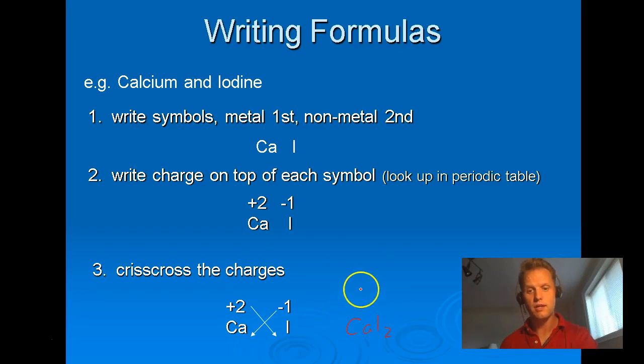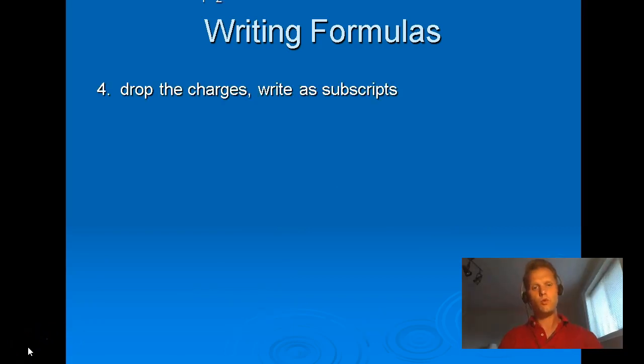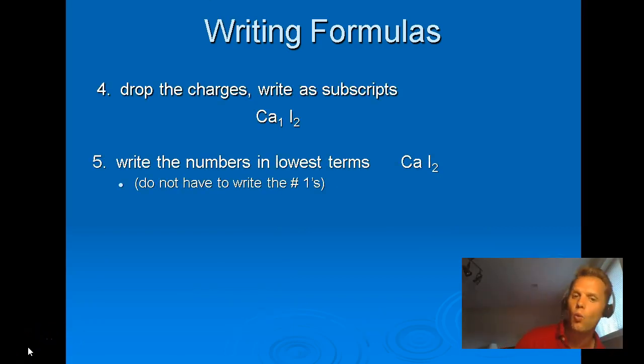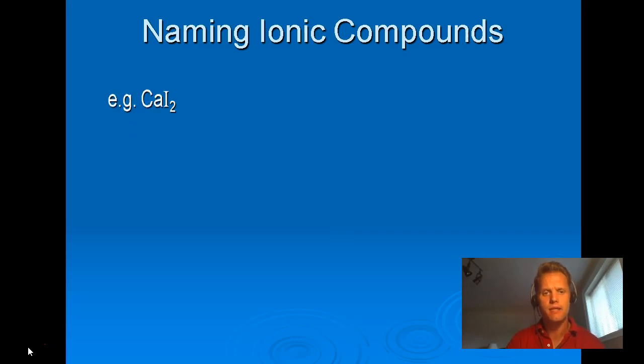So that means you have 1 calcium with a 2 plus charge, and it likes to hang around with 2 iodides because overall it's negative. So what we do is we write Ca1I2, so 1 calcium for every 2 iodides, and we just write CaI2. We write it in the lowest terms, which we'll talk about what that means.